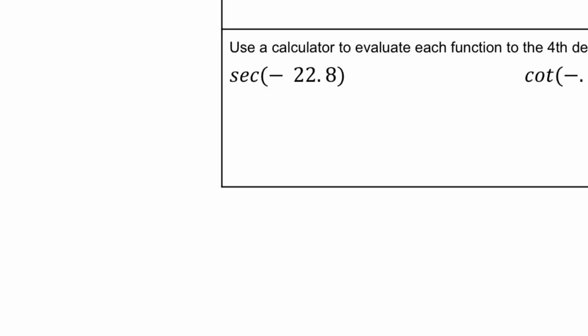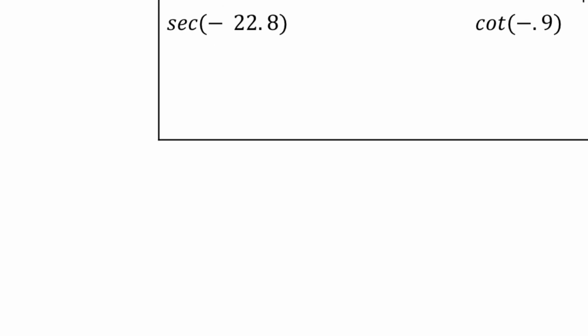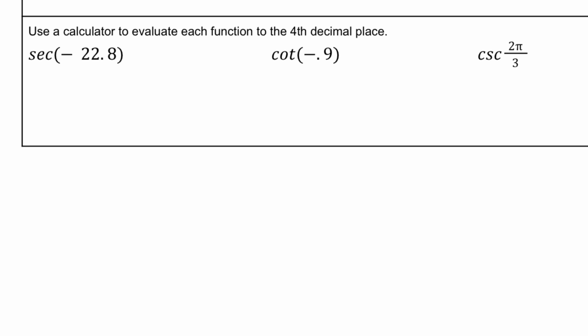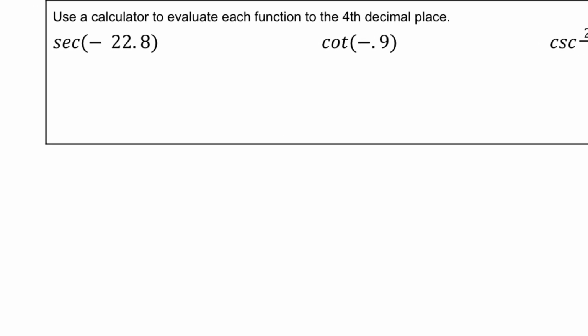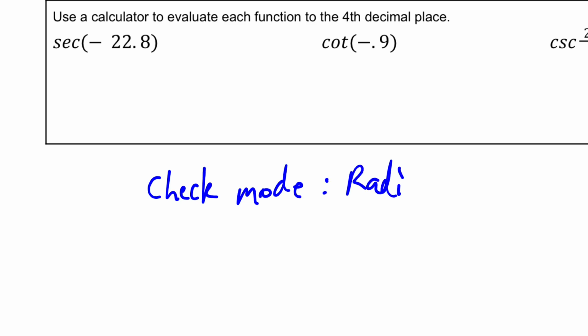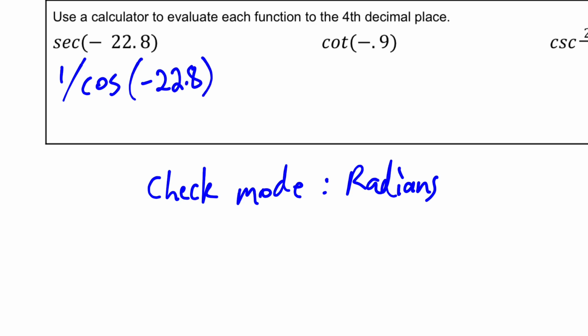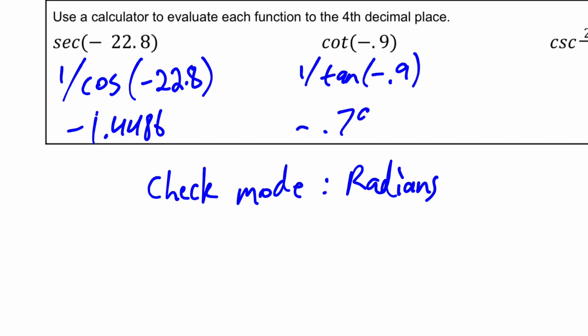For these, you have to check the mode. We're going to be in different modes. Since I don't see any degree symbols, I think we're going to be in radians mode for pretty much all of these. So check mode. We're going to be in radians. Into our calculator, we can type in 1 over cos of negative 22.8. If we do that, we'll get negative 1.4486. This is 1 over tan of negative 0.9. We get negative 0.7936.